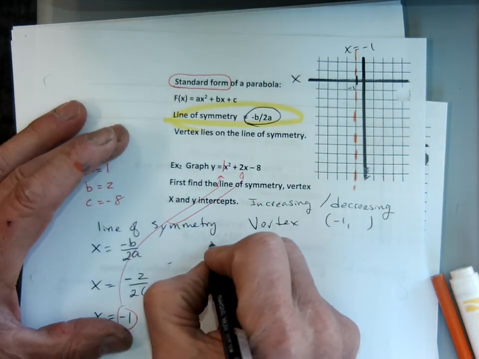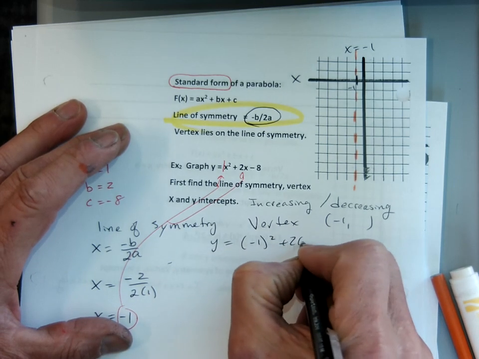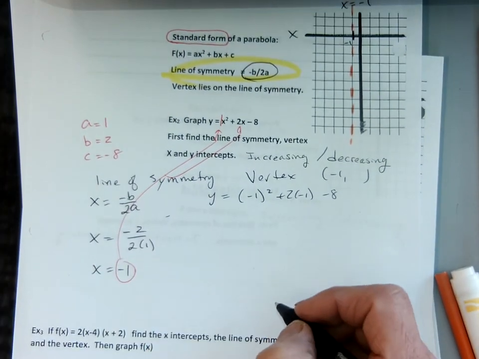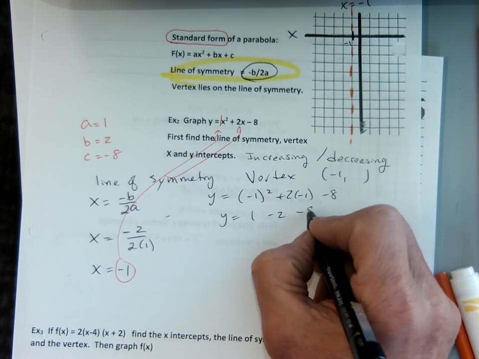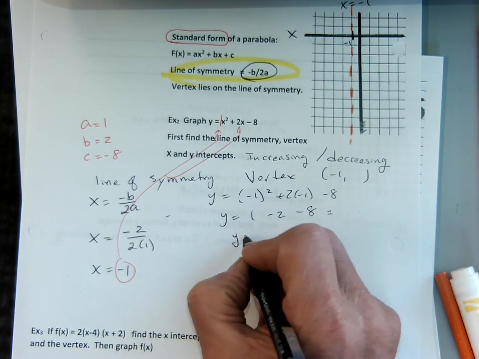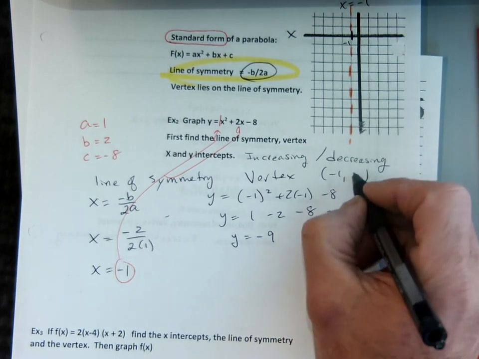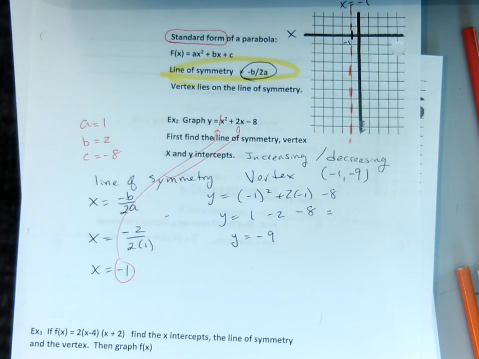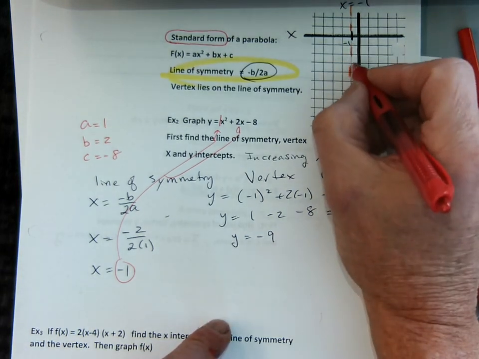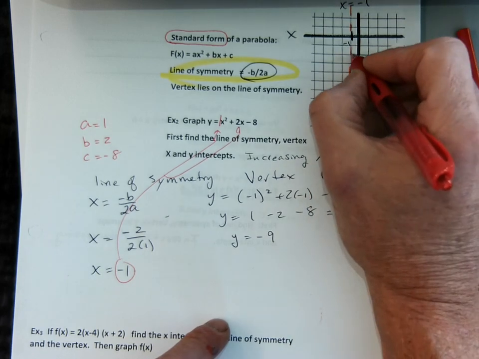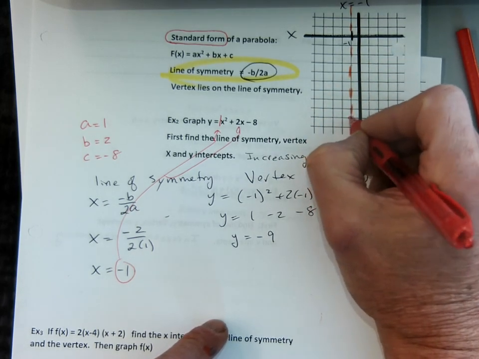So y equals negative 1 squared plus 2 times negative 1 minus 8, right? Negative 1 squared is a positive 1. 2 times negative 1 is a negative 2, minus 8, which gives me a negative 9. So I've got a vertex. It's actually kind of making sense. Now it's along this line and it's at negative 9. So I'm going to put a point here at 1, 2, 3, 4, 5, 6, 7, 8, 9. There we go.